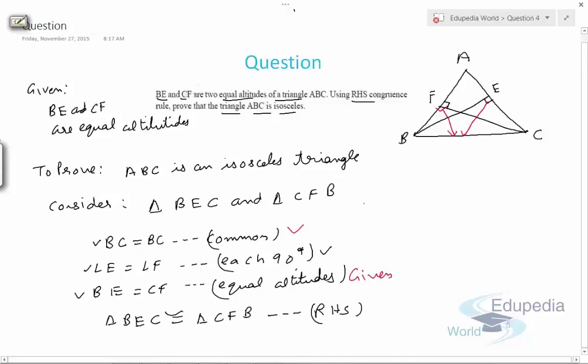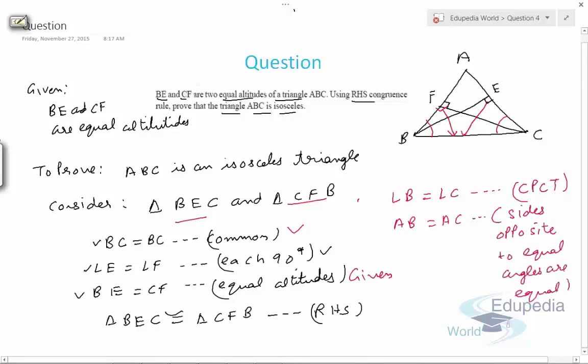Now let's see how we can prove this triangle is isosceles. These two triangles are congruent, so we can say that angle B equals angle C by CPCT. This means we can prove that this angle equals this angle. So we can say that AB equals AC, since sides opposite to equal angles are equal. So triangle ABC is an isosceles triangle. Why is it isosceles? Since AB equals AC.